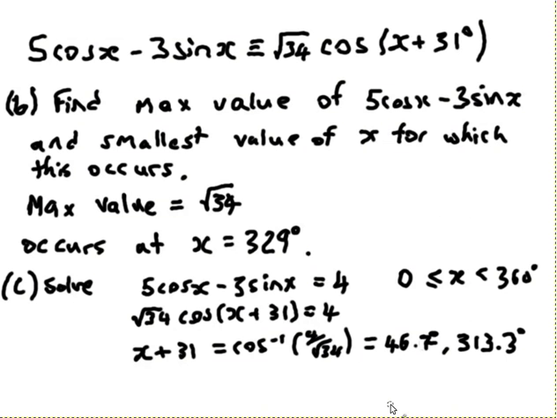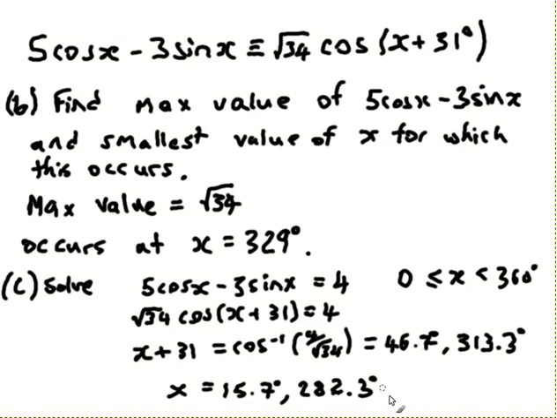Now I get 46.7 when I press inverse cos on my calculator, but remember, resist the temptation to take away 31. First, you've got to do your rule of thumb for cos, which is 360 minus, and I get 313.3. And now I can take away 31 from both those answers, and so I'm going to end up with 15.7 for the first one, and 282.3 for the second value.